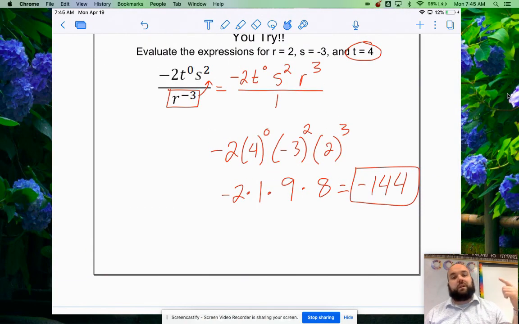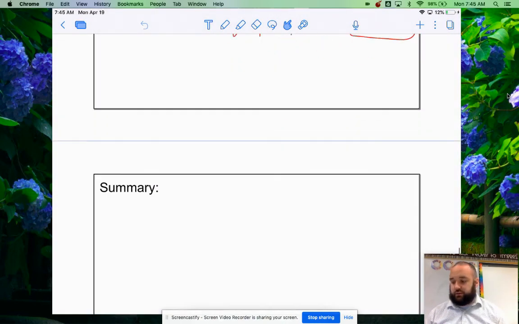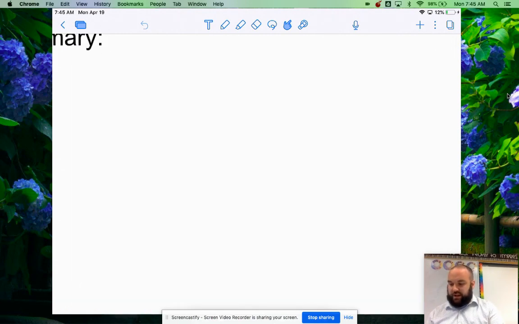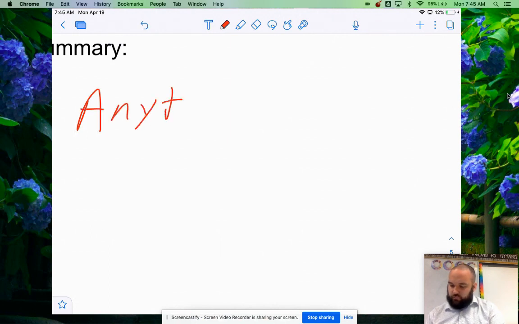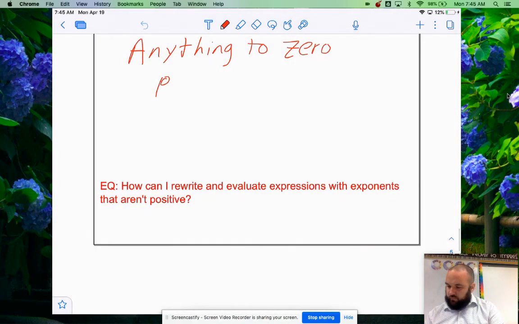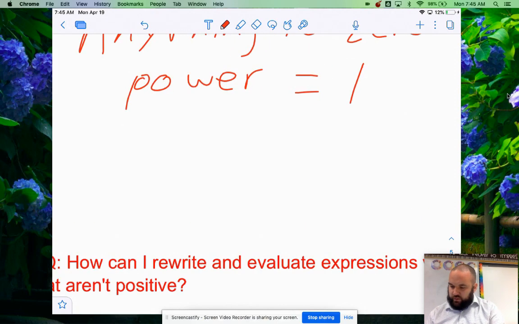Okay. So again, make sure you get rid of the negative exponents and then go ahead and plug in your values. So to summarize, how can I rewrite and evaluate expressions with exponents that aren't positive? Anything to the 0 power is equal to 1.